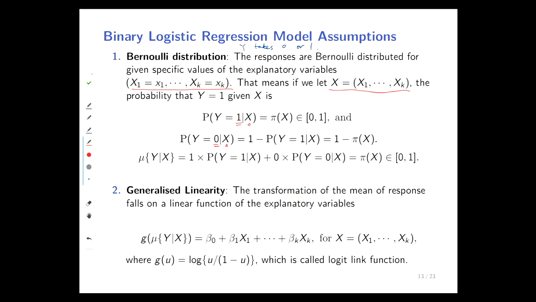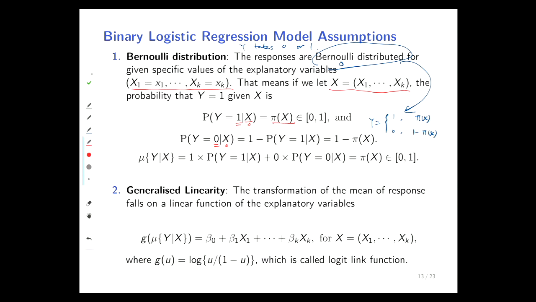So what's the meaning of this Bernoulli distribution? It just means y can take two values, 1 and 0. The probability that y equals 1 here is pi(x), and the probability that y equals 0 here is 1 minus pi(x). That's the meaning of the Bernoulli distribution. It just means y can only take two values, 1 and 0, and for each value we have a probability. Because we consider the case given x, this probability depends on x, so we use pi(x) to represent the probability.